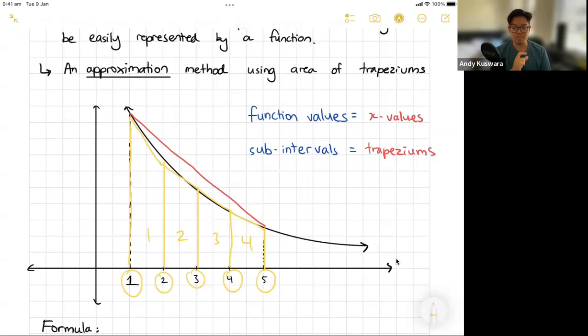Just remember, with subintervals, we're talking about the number of trapeziums. But if we're talking about function values, we're just talking about the number of x values that we've got.